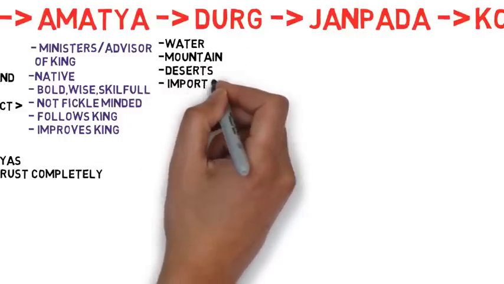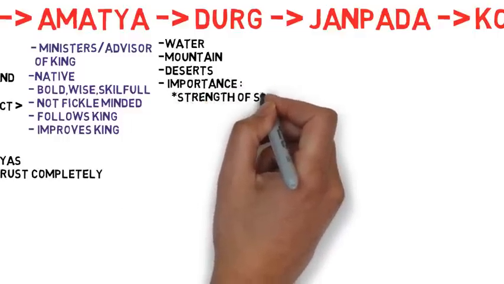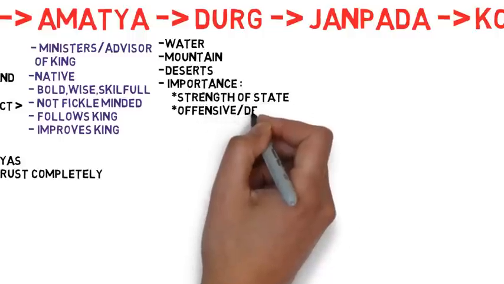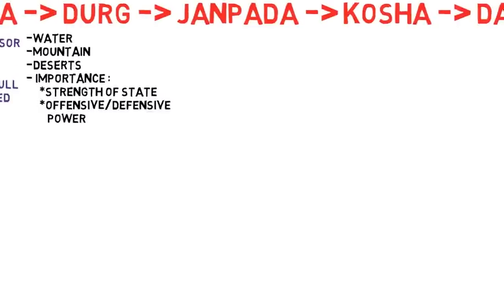The third element is Durga or fort. Kautilya has given elaborate ideas on Durga and various types of fortification. He talks about water fortification, mountain, desert, etc. Importance of Durga: they reflect the strength of state. State's offensive power and defensive power are also reflected by Durga.